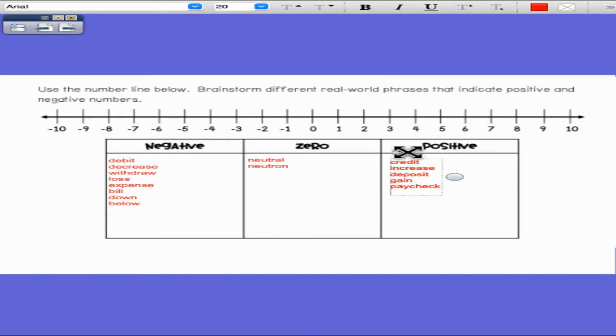Instead of a bill, we get a refund. Instead of down, we could go up. Instead of below, we could go above. See if you can figure out a couple more words.